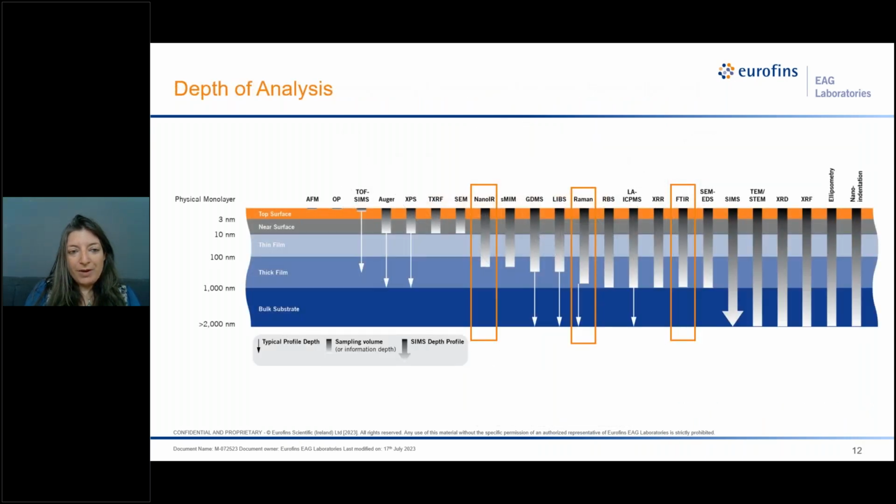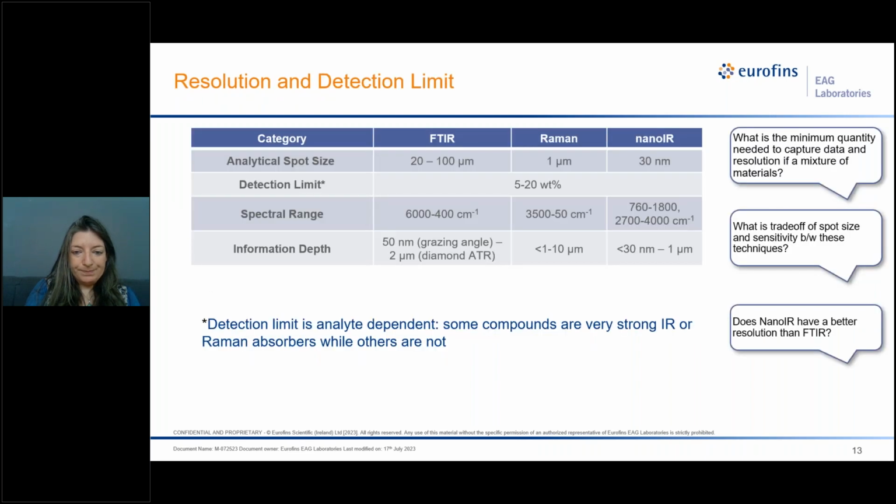Okay, so now what about depth? When we introduce the third dimension into our material, with NanoIR, we can probe down to hundreds of nanometers. With Raman, it can be down about a micron, but you can also do confocal, so you can go further into the sample. And with FTIR, it's really a range from tens of nanometers down to 1 micron or several microns.